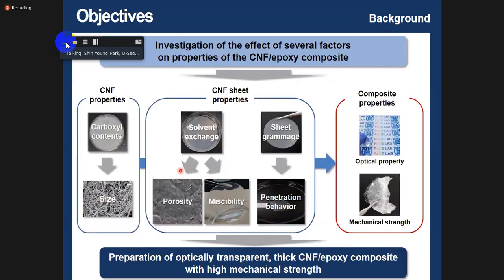Thus, in this study, we tried to investigate the effect of these factors on the properties of the CNF epoxy composites. For this, we controlled the properties of CNF and CNF sheet. For CNF, we used CNF with different sizes by controlling the carboxyl group content of the CNF. And for the CNF sheet, solvent exchange of the sheet with ethanol was conducted to increase the porosity and miscibility with epoxy. Also, we controlled the sheet grammage. By controlling these factors, we tried to see how they affected the optical and mechanical properties of the composite. Finally, by adjusting these factors, we tried to prepare an optically transparent, mechanically strong, and thick CNF epoxy composite.